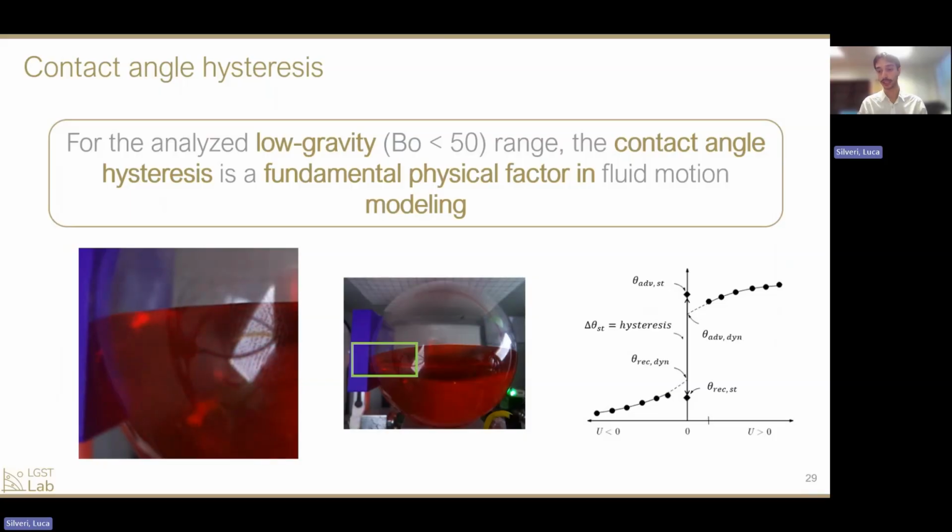We have on the x-axis the velocity of the contact line, and on the y-axis the contact angle. And as it is possible to observe, there is a range of values for the contact angle, for which the contact line has velocity equal to 0.